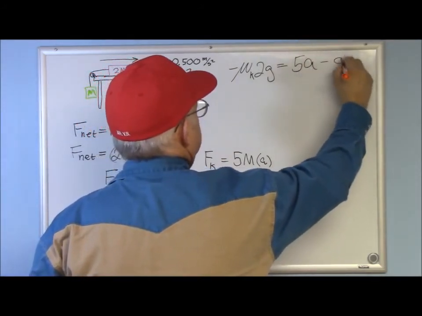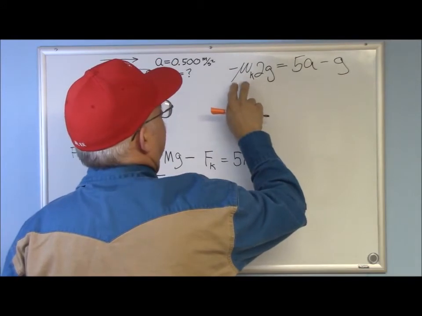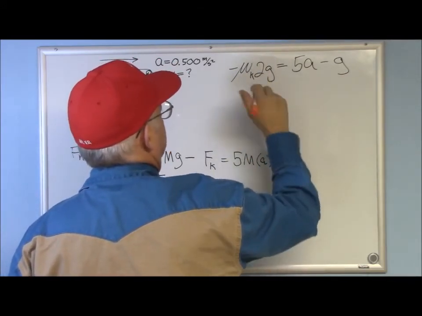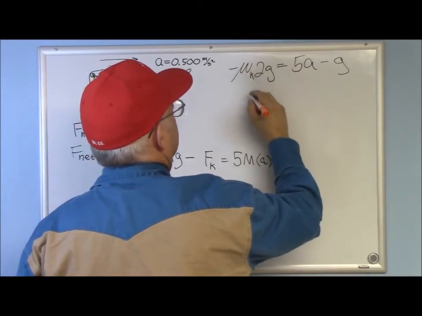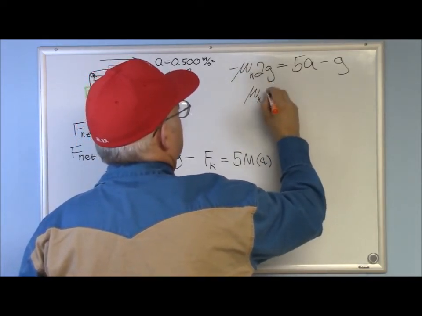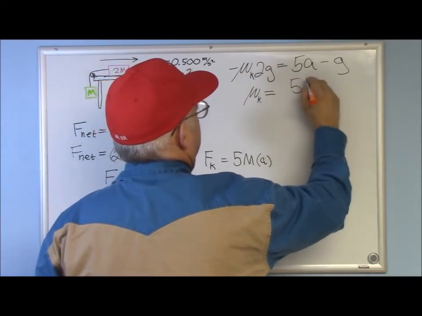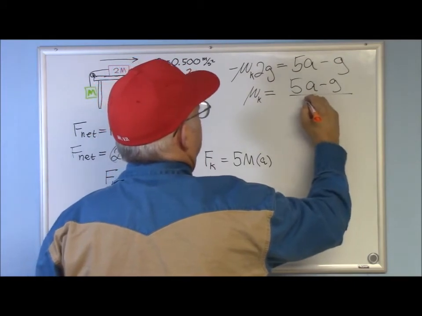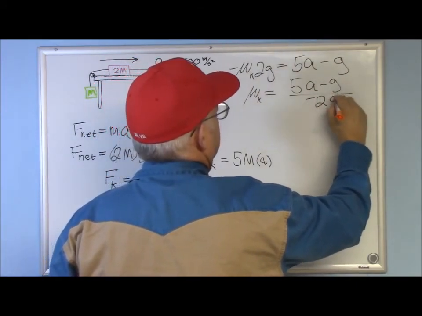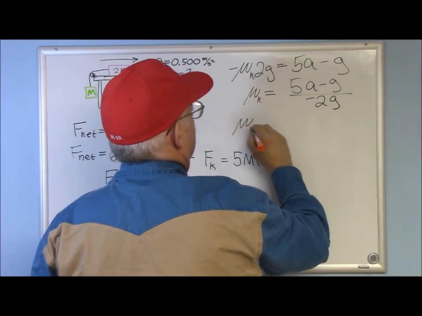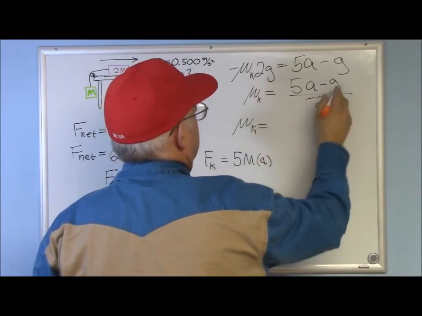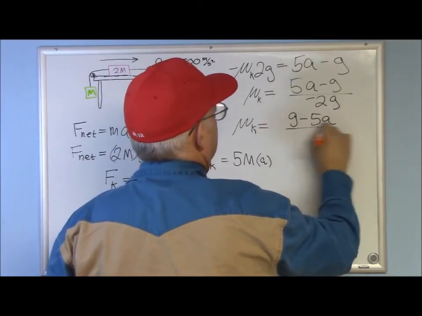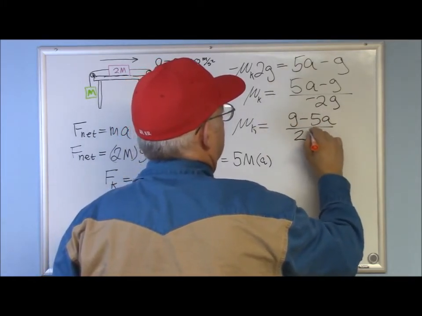Now let's divide through by negative 2g to get rid of those terms on this side. Mu sub k equals 5a minus g divided by negative 2g, or mu sub k equals g minus 5a over 2g.